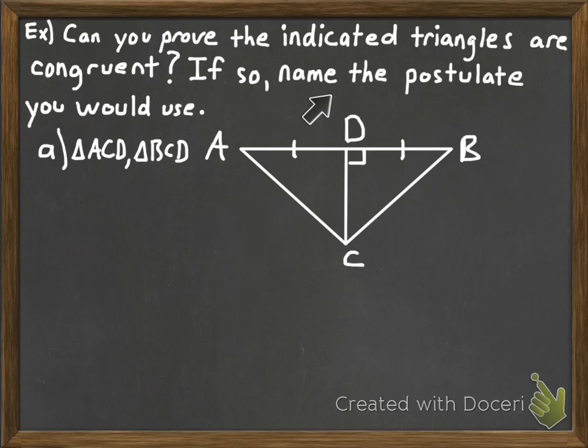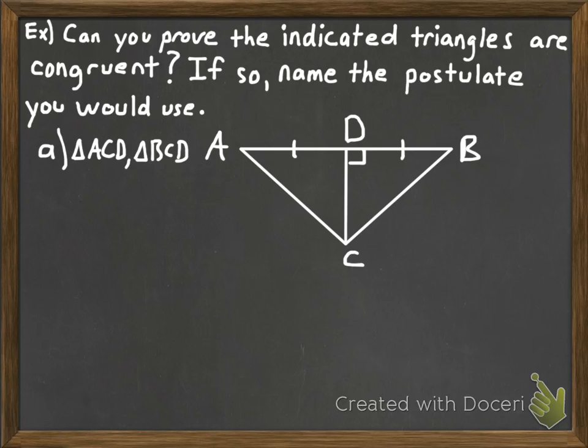If we can, we're going to name the postulate that we would use, which means we're either going to use the side-angle-side postulate or we're going to use the side-side-side congruence postulate because those are the ones that we know so far. We want to prove in this picture, or determine in this picture, can we prove that triangle ACD is congruent to triangle BCD? All right, so there's triangle ACD, there's triangle BCD.